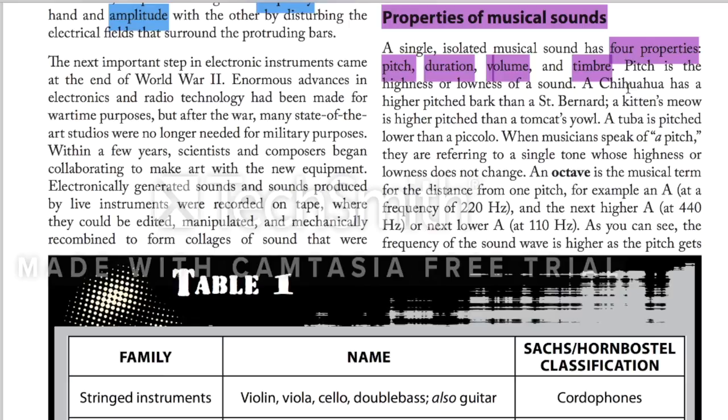All right, pitch. What is pitch? So let's go ahead and use a different color for pitch. Pitch is the highness or lowness of sound. So if you want to remember pitch, think about a Chihuahua versus a Saint Bernard. A Chihuahua has a very high-pitched bark. A Saint Bernard has a very, very low-pitched bark, right? So the pitch is highness or lowness. A kitten's meow is higher pitched than the tomcat's yowl. A tuba is pitched lower than a piccolo.